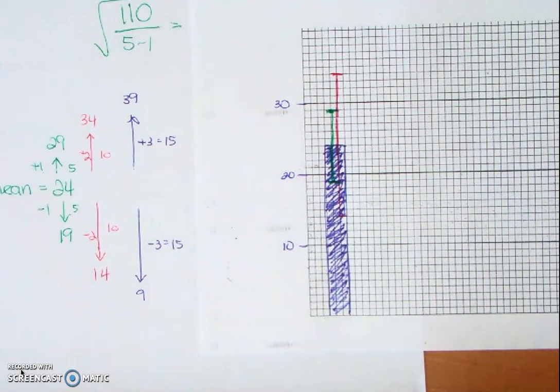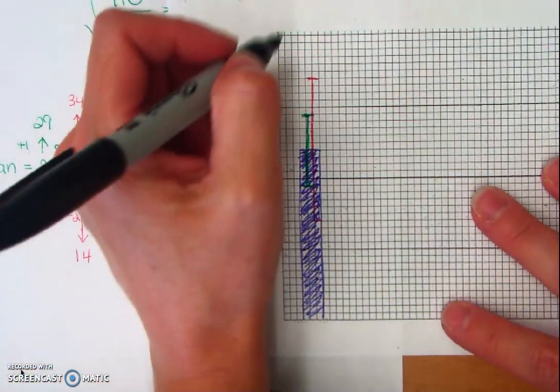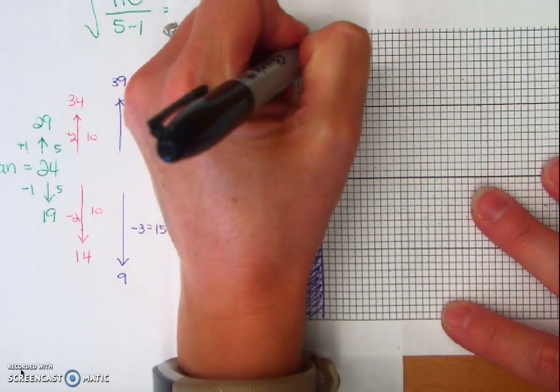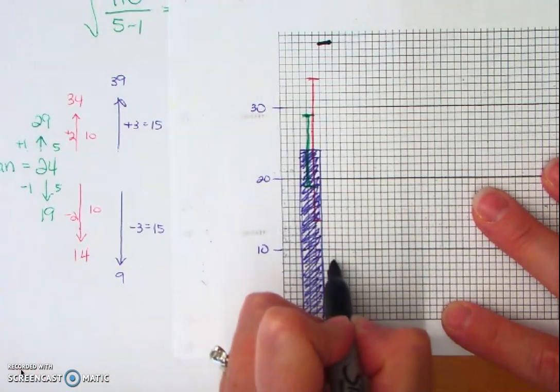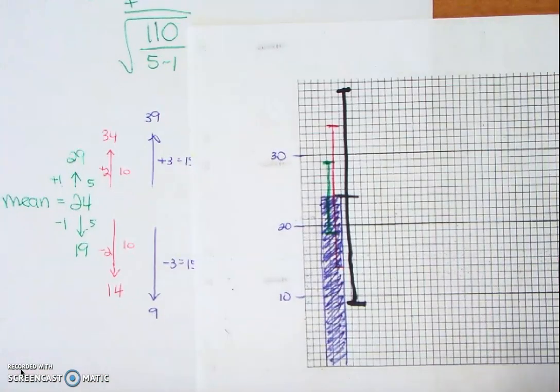And then let's do it with a Sharpie so it'll show up. The plus and minus 15 will go up to 39. So 35, 36, 37, 38, 39. And down to 9. And I'm going to have to do this one off the graph. There's just not room, but you would not do that. You would do it on the graph. Whoops. And so it would look like that with your mean right there.